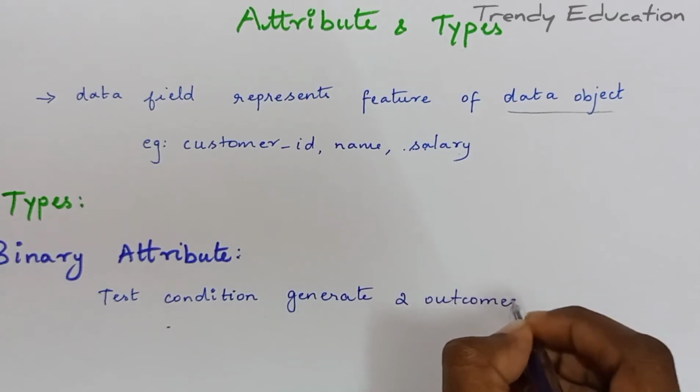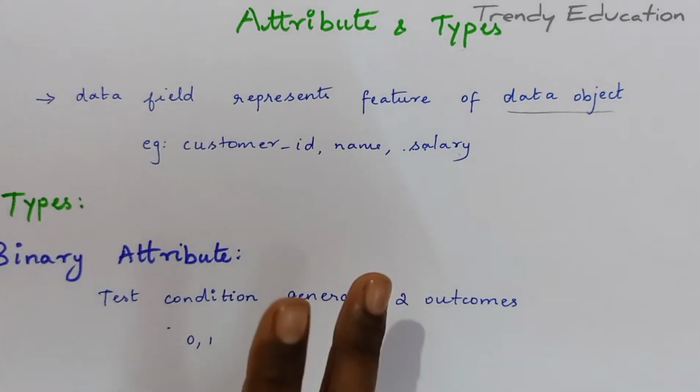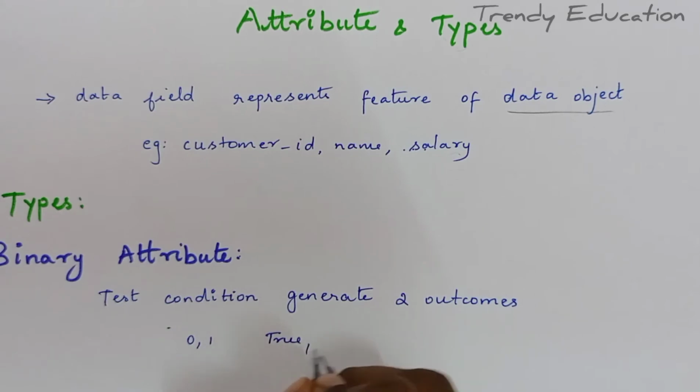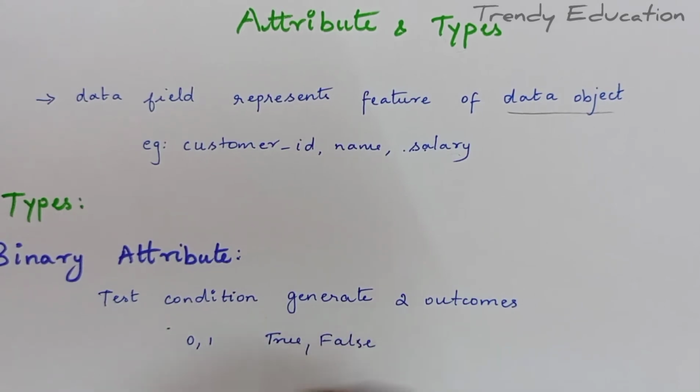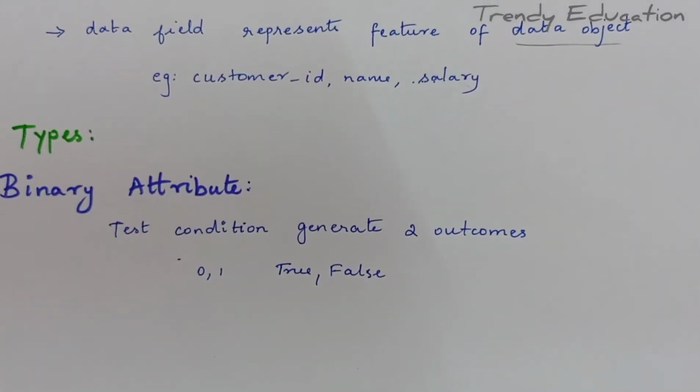I'll give you some examples. 0, 1. These are 2 values which represent false or true. So you can simply say false, true. Like this we have the binary attribute.